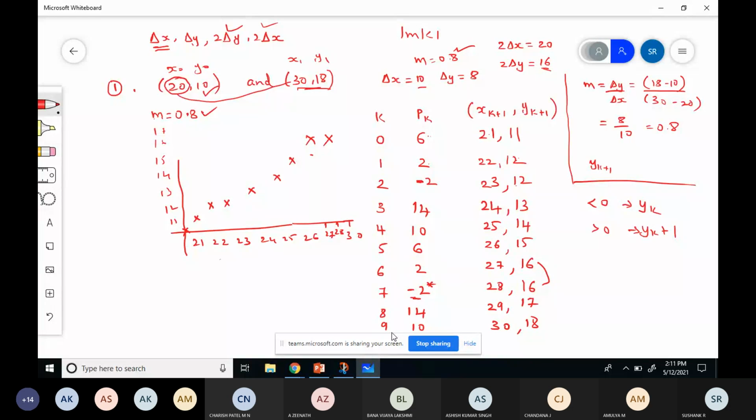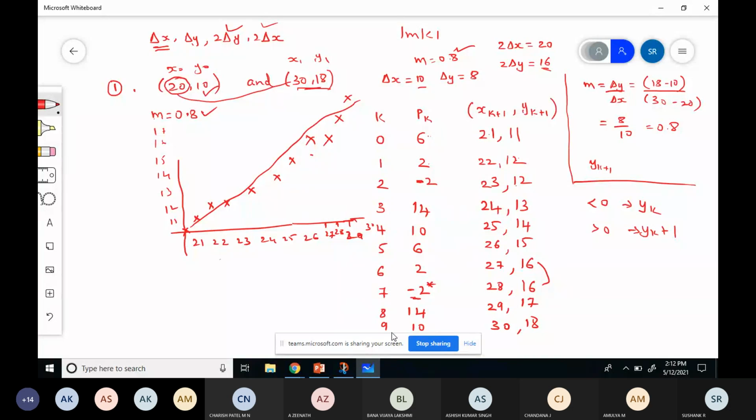After that 29, 17. If I take it as 29, and it is 30, then 30, 18. So this is how the line will be plotted. This is based on the formula. From the formula I've calculated like this.